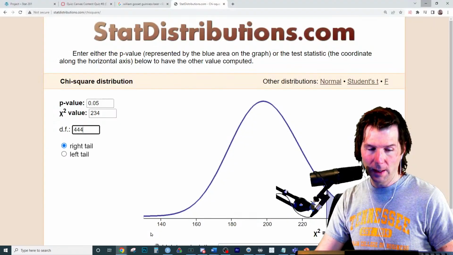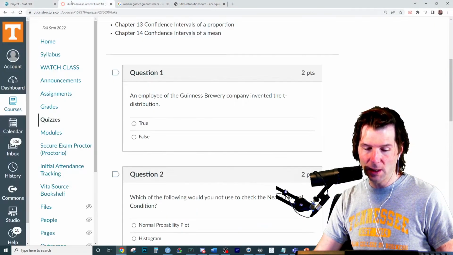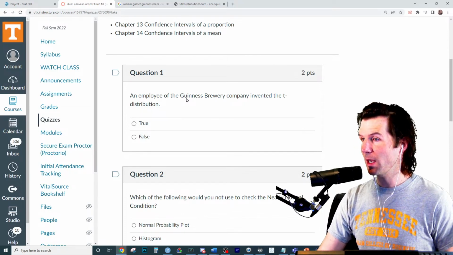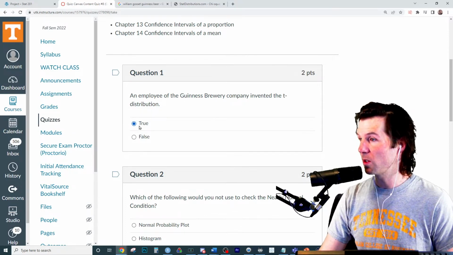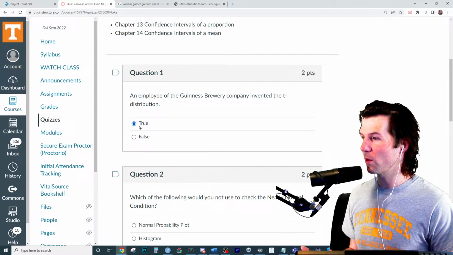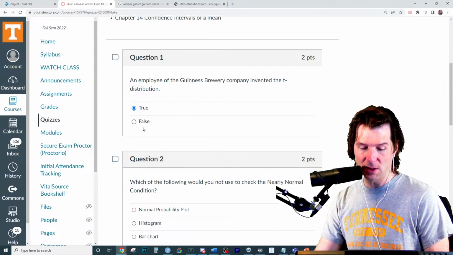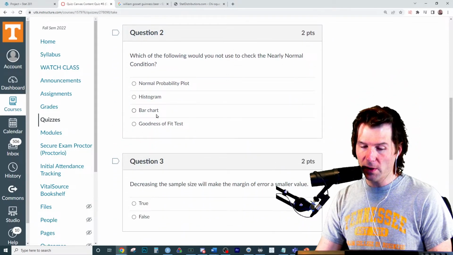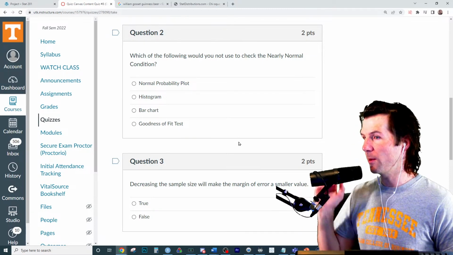There's my background. And let's go here and answer the question that it was an employee at the Guinness factory that came up with the T distribution, which is going to be used for T-scores and T-tests and T-intervals. Good stuff. Which of the following would you not use to check if it's nearly normal?